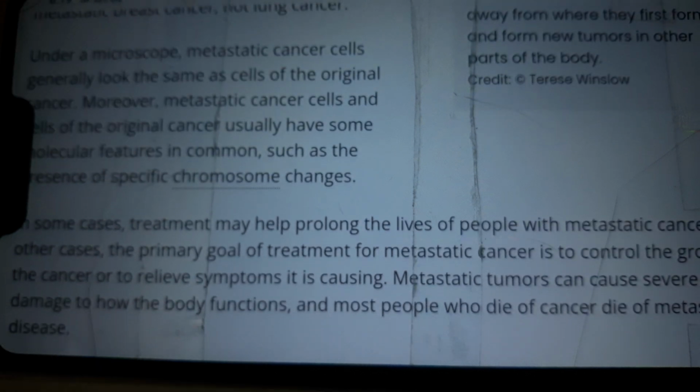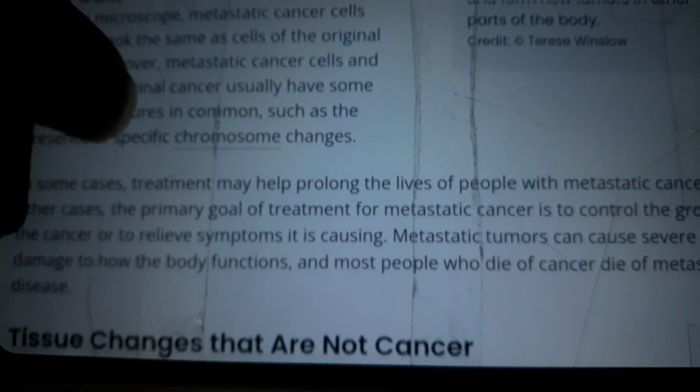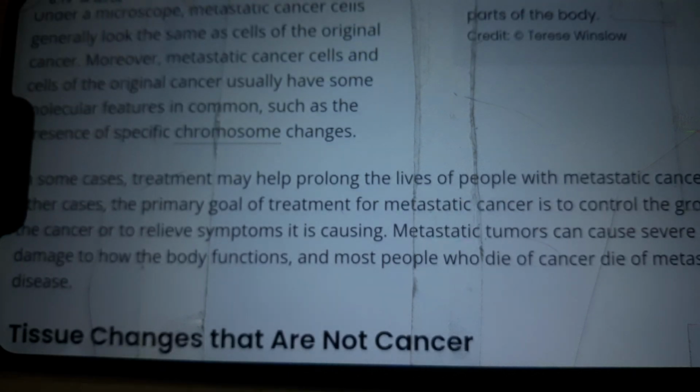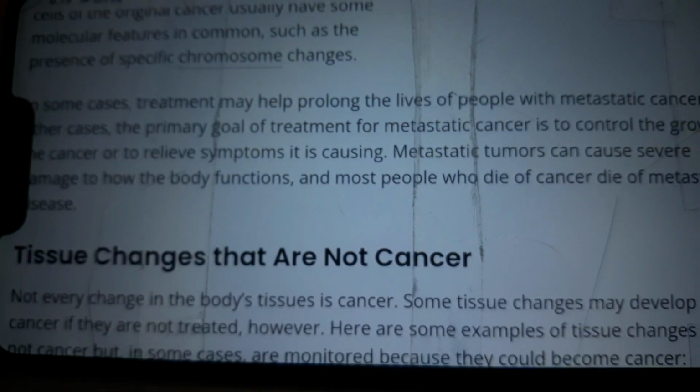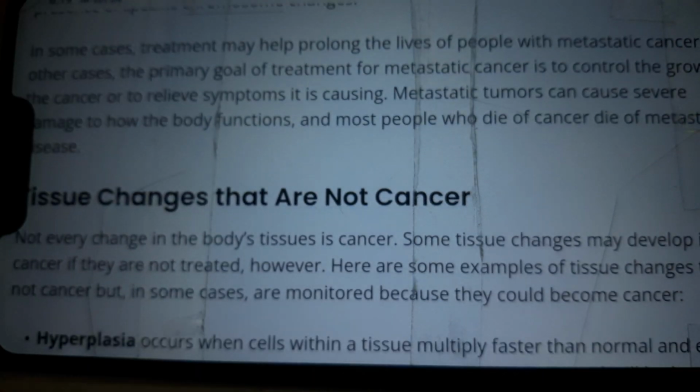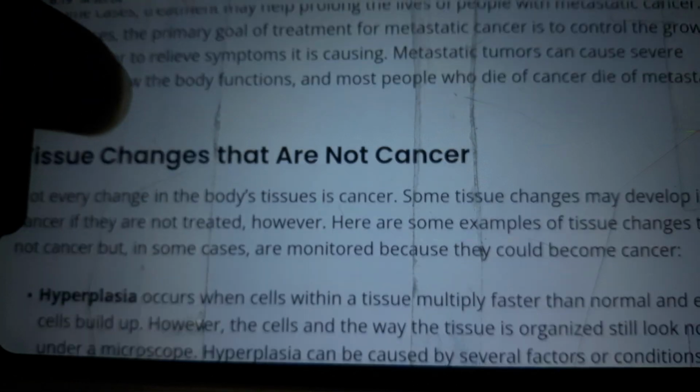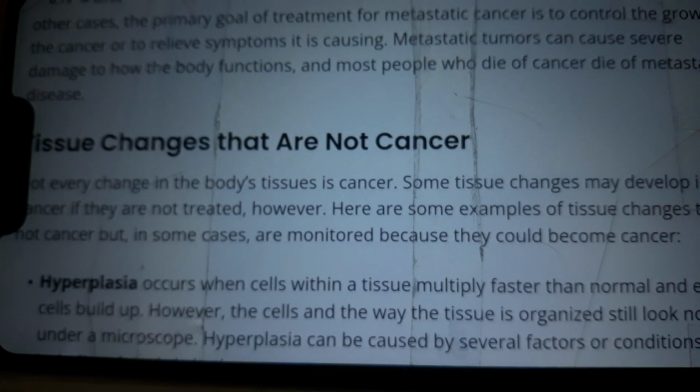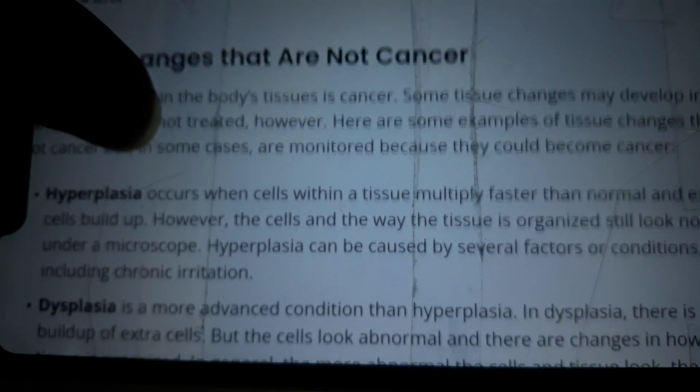Under a microscope, metastatic cancer cells generally look the same as cells of the original cancer. Moreover, metastatic cancer cells and cells of the original cancer usually have some molecular features in common, such as the presence of specific chromosome changes. In some cases, treatment may help prolong the lives of people with metastatic cancer. In other cases, the primary goal of treatment for metastatic cancer is to control the growth of the cancer or to relieve the symptoms it is causing. Metastatic tumors can cause severe damage to how the body functions, and most people who die of cancer die of metastatic disease.